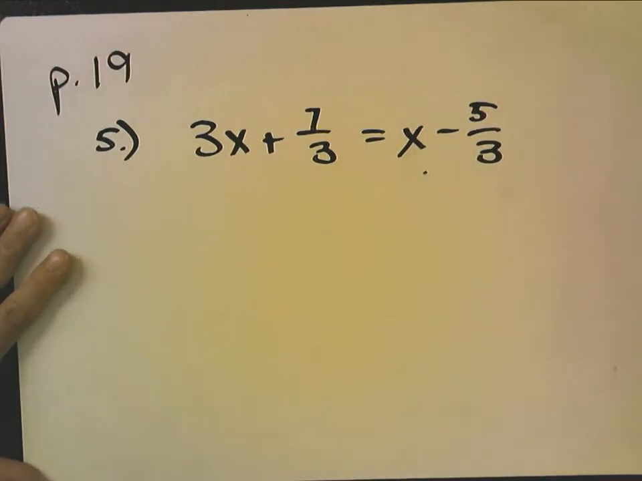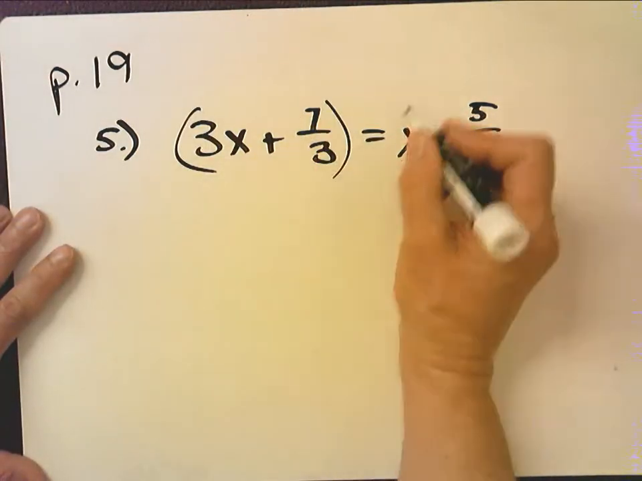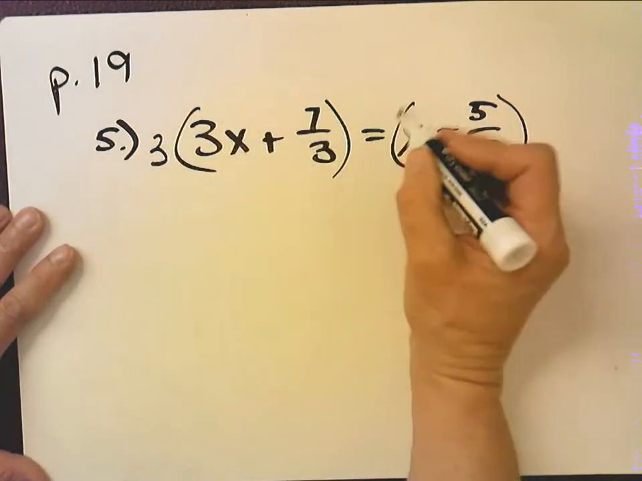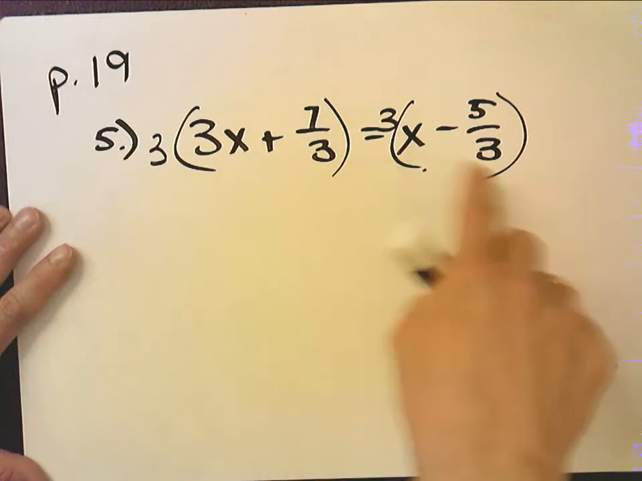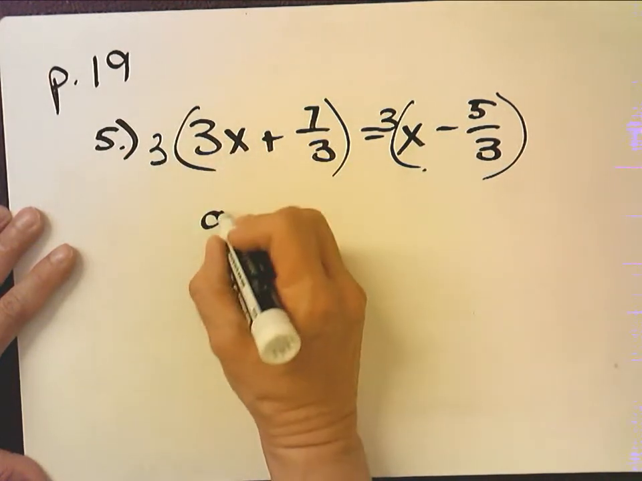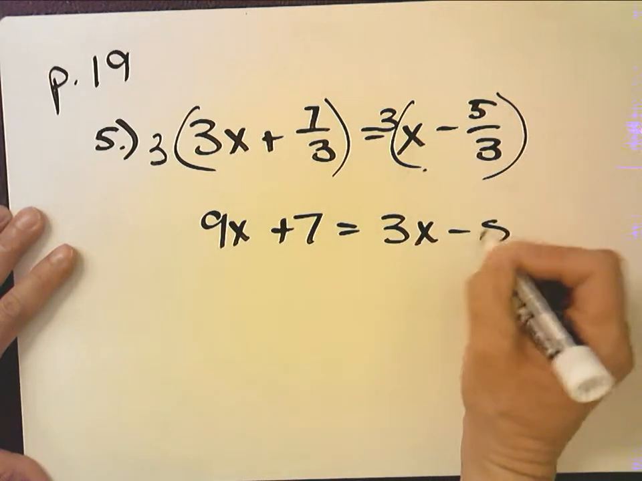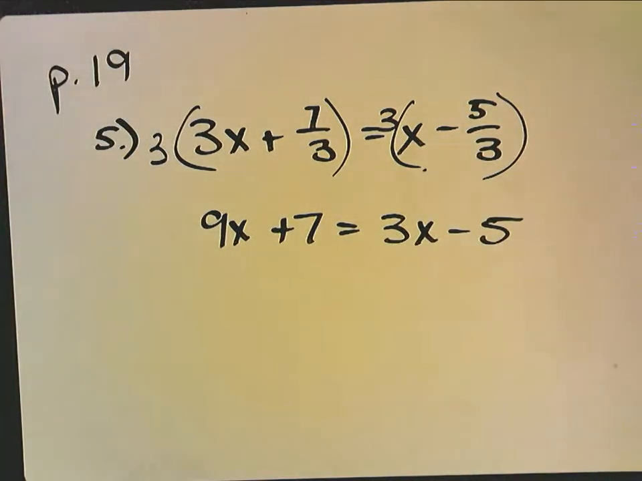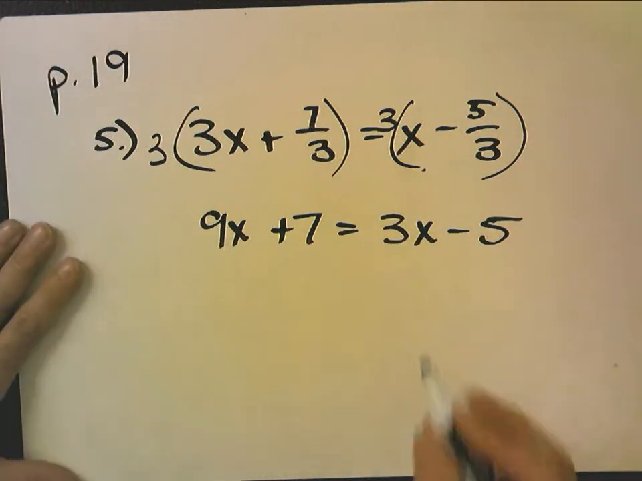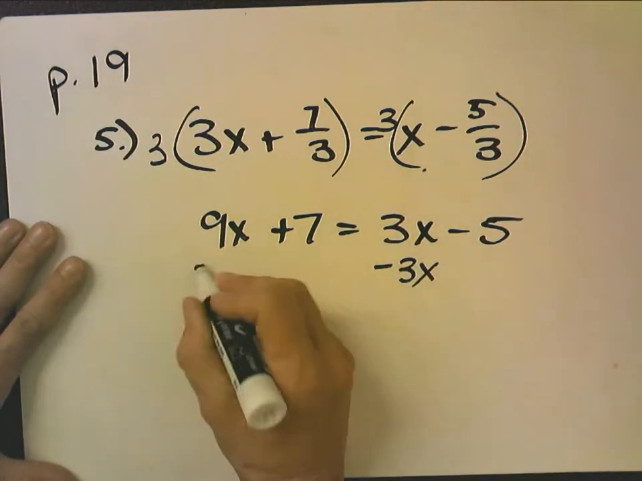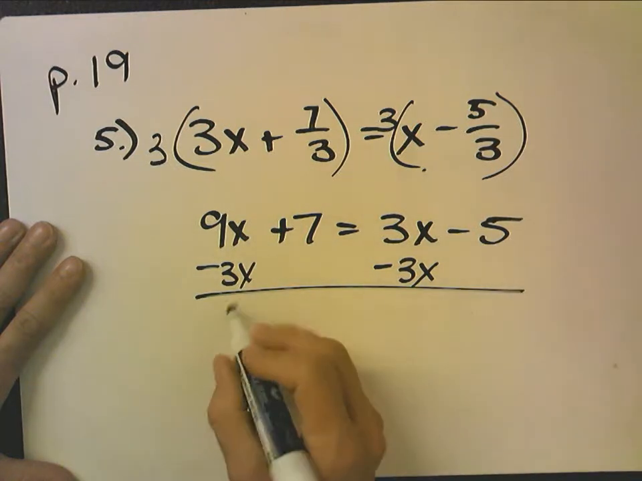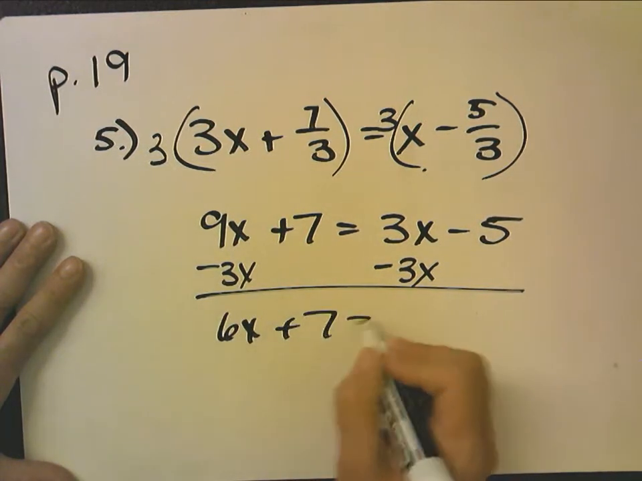Let's see if we clear it of fractions, how that goes. So I'm going to multiply both sides by the common denominator. 3 times 3 is 9x plus 7 equals 3x minus 5. Even though the other way wasn't bad, to me this just looks simpler, and most people do much better with integers than with fractions. So now I'm going to subtract 3x from both sides.